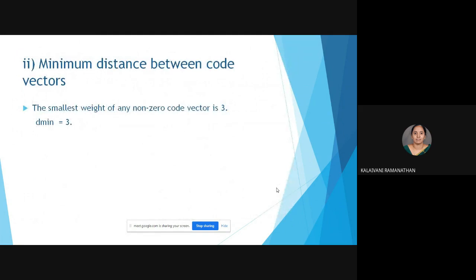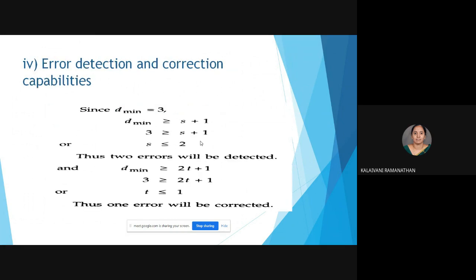So the smallest weight of any non-zero code vector is 3. D minimum is equal to 3. Error detection and correction capability. Since D minimum is equal to 3, you substitute in the equation d minimum greater than or equal to s plus 1, where s represents the errors that can be detected. 3 greater than or equal to s plus 1, so rewriting the equation, s is less than or equal to 2. So it will be able to detect 2 errors.